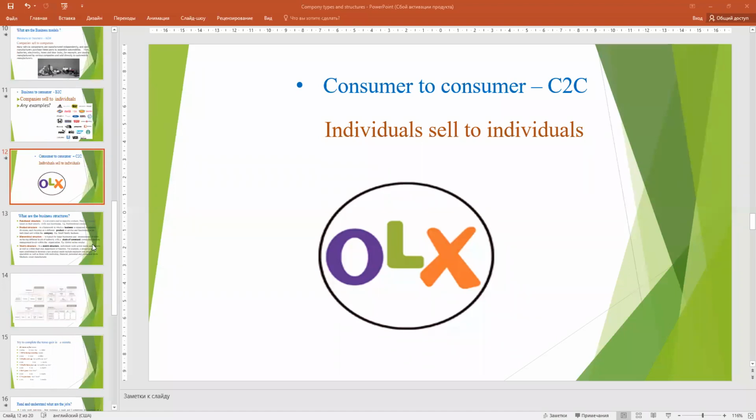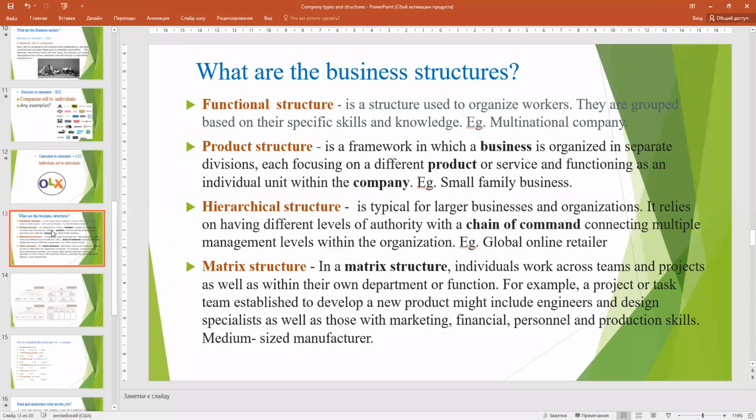You know, nowadays social networking systems are full of this kind of customer service. For example, second-hand cell phones can be found in many Telegram groups because they are specially organized so that many customers can join and see the cell phones and choose one of them. And here you can see what the business structures are. We have four kinds of business structures, as you can see here.